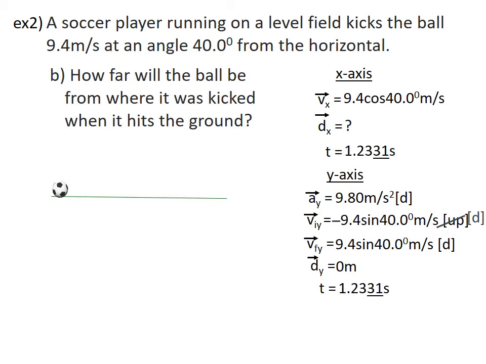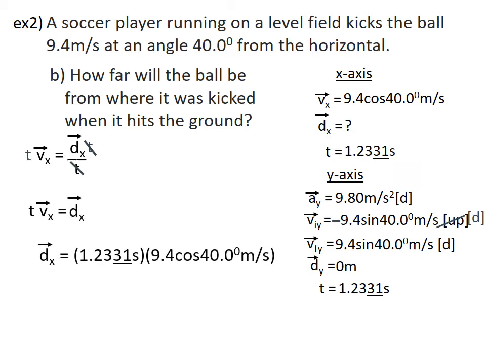We are asked in part B to find how far the ball will be kicked from where it was kicked when it hits the ground. So we are looking for the displacement in the x-axis. Since we know velocity and time in the x-axis, and like I said, when we're dealing with the x-axis, we're always going to be using v equals d over t. I can solve for d because I know v and t. To get d by itself, I will multiply both sides by t. The t's will factor out, leaving d by itself.